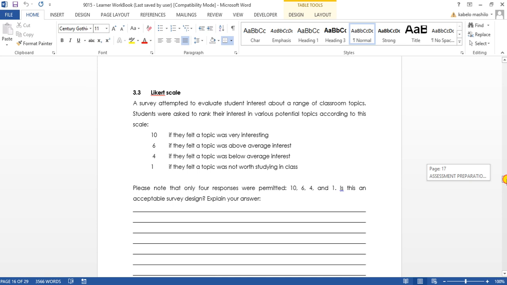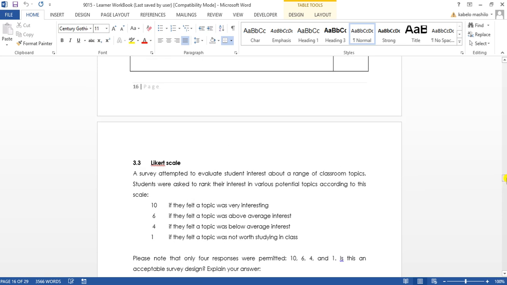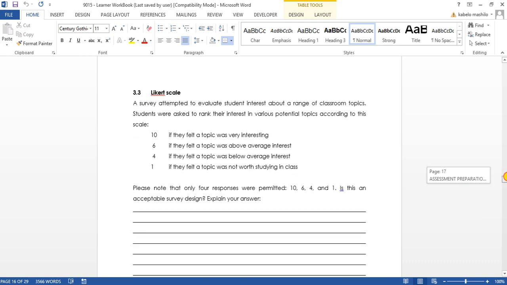The Likert scale. A survey attempted to evaluate student interest about a range of classroom topics. Students were asked to rank their interest in various potential topics according to the scale. 10 if they felt the topic was very interesting. 6 if they felt the topic was above average interest. 4 if they felt the topic was below average interest, and 1 if they felt the topic was not worth studying in class. Please note that only 4 responses were permitted.